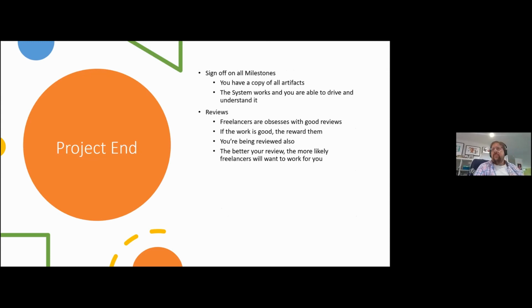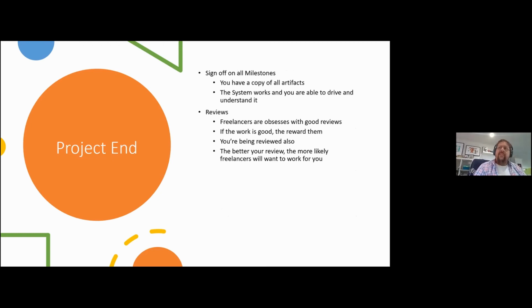When the milestones are complete, make sure you've got a copy of all the artifacts. Make sure that you can drive the system and you understand how it works. That is absolutely a fundamental thing. You've got to make sure that transition happens, partly because there might not be a recourse after the milestones are complete to go back to that person. So you need to be prepared for that.